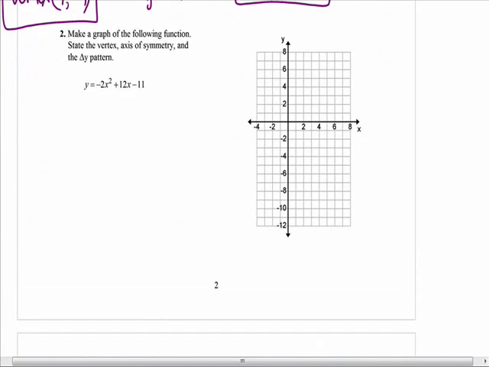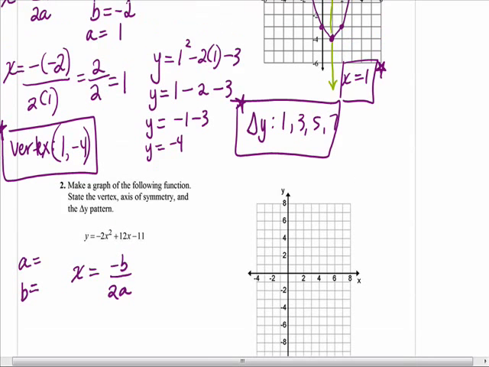So step 1 says calculate and plot the vertex. So go ahead and tell me what A equals and what B equals and plug it into this formula. Go ahead, Evan. What was your question? Oh, I was going to ask, how did you get the change in y? Remember that we learned from Friday that for a quadratic function, it's always 1, 3, 5.